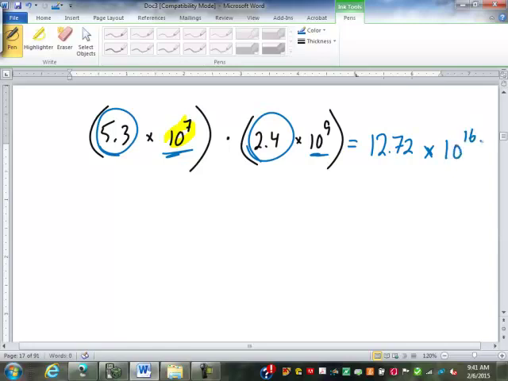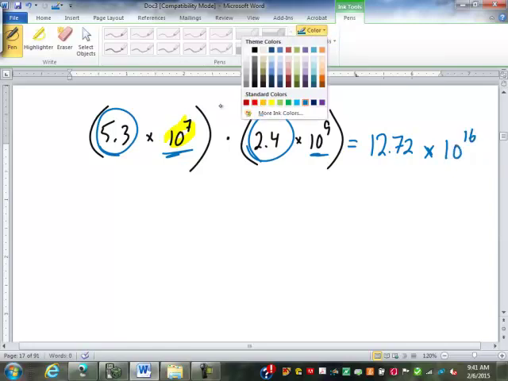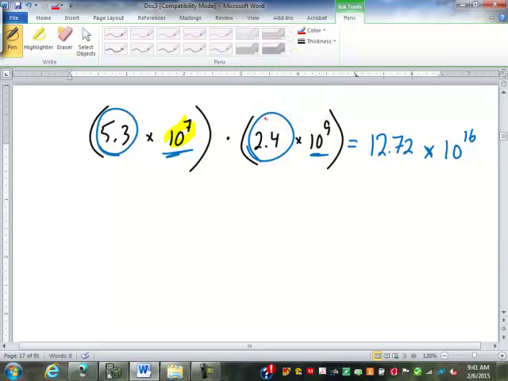So 7 plus 9 is 16. Now, of course, we can't leave it like this. We've said scientific notation has how many digits in front of the decimal point? 1 digit in front of the decimal point. So this decimal point has to move. It's 1.272. We made the number smaller, so the power of 10 has to get larger. Made the number smaller by 1 decimal point. Power of 10 gets bigger by 1, so that is 17.